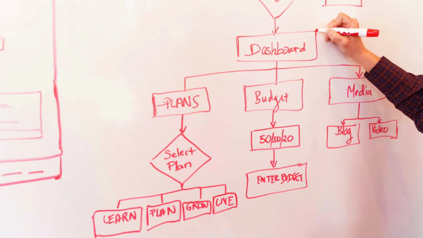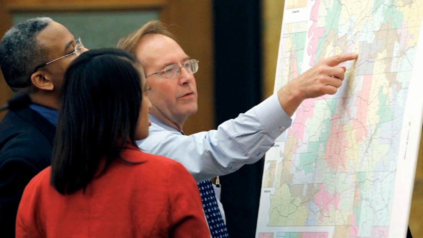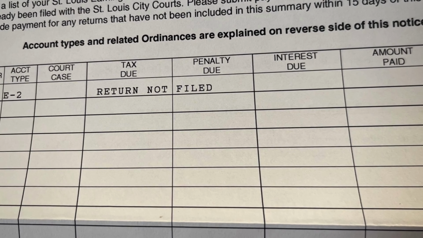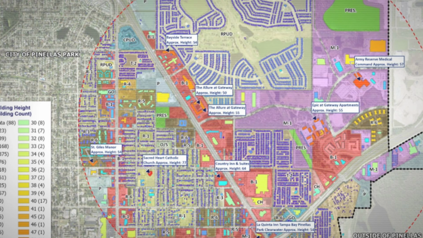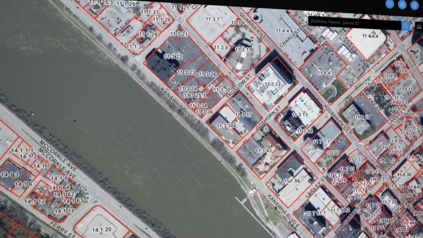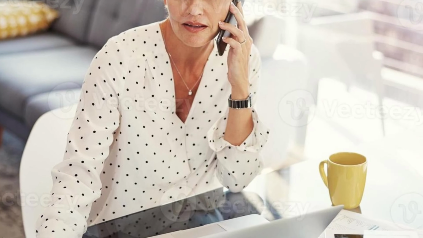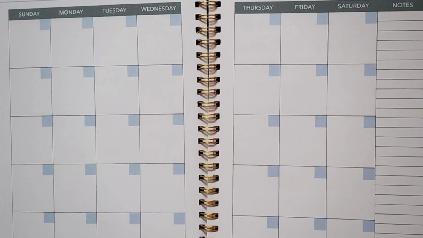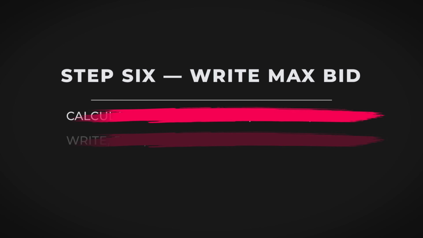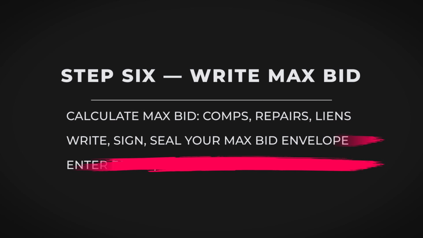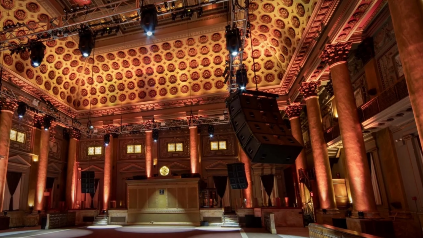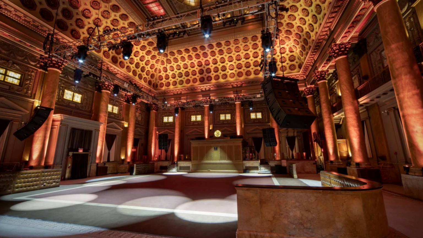So let's recap the full system. Step 1. Pick one county and focus there. Step 2. Get the delinquent property list from the county office. Step 3. Research each parcel with GIS maps, Google Earth, and assessor records. Step 4. Check for additional liens with a quick phone call. Step 5. Contact owners directly before the auction when possible. Step 6. Set your maximum bid in writing before you walk in. That's the system. It's free, it's legal, and it puts you weeks ahead of everyone else in that auction room.